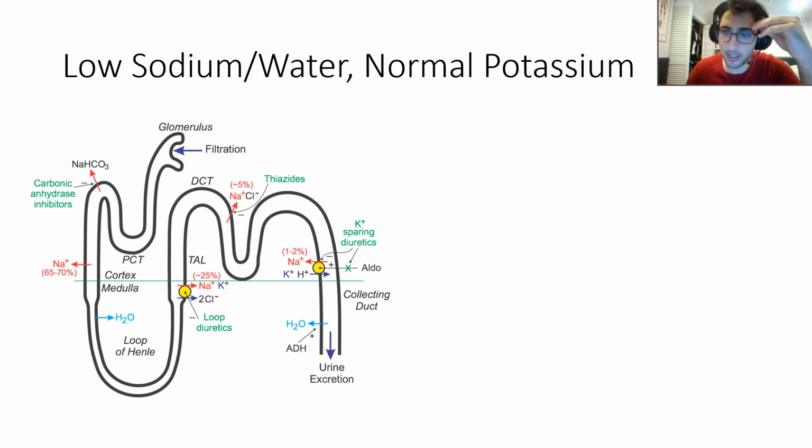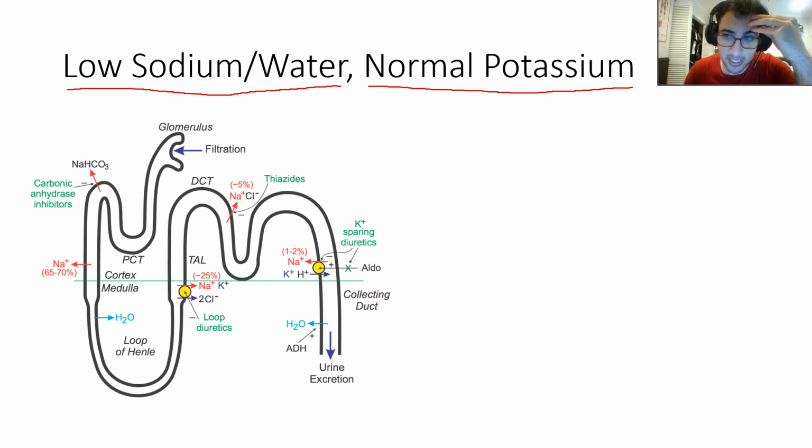All right, so let's talk about some situations. What happens in the body when you have low sodium, and in other words, low water, because water goes where sodium goes, and normal potassium? All right, so the body wants to go back to homeostasis. And how is it going to do that? It wants to absorb a maximal amount of sodium while excreting only a small amount of potassium.